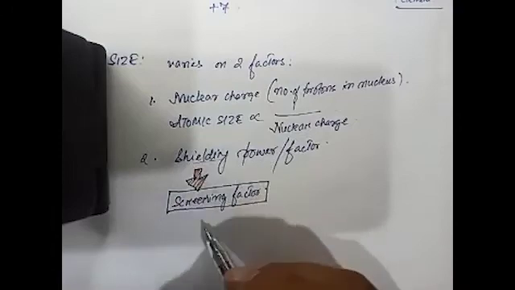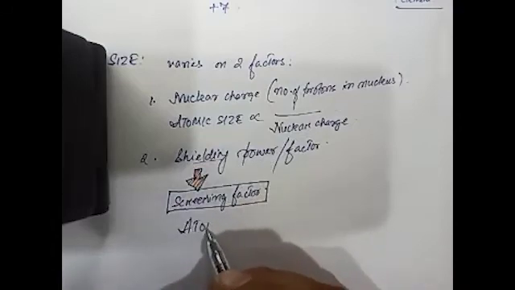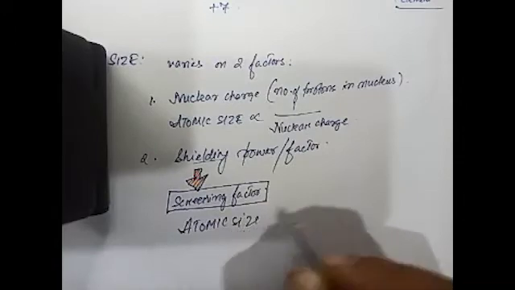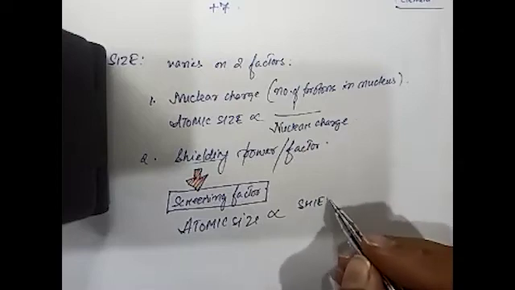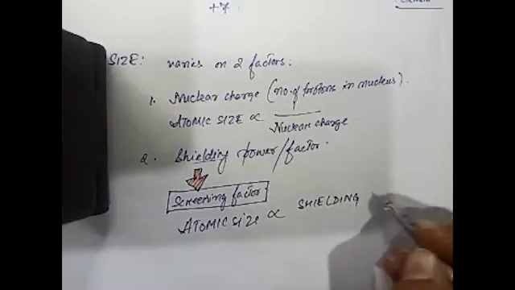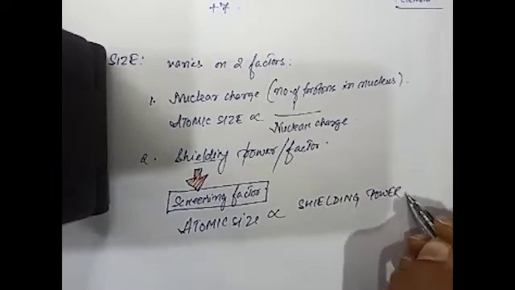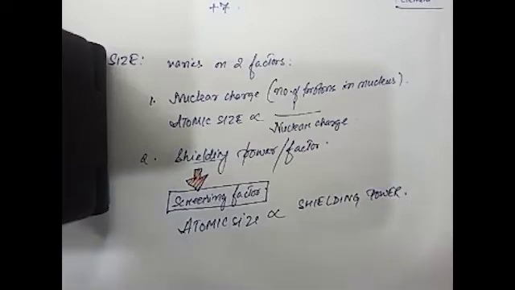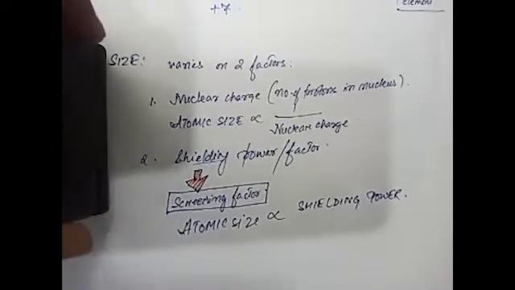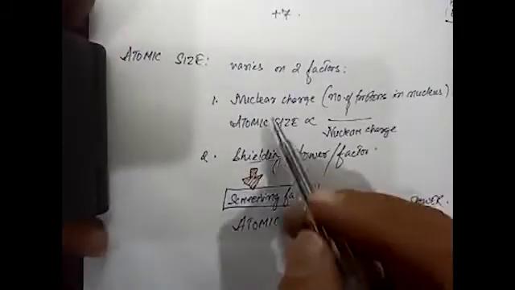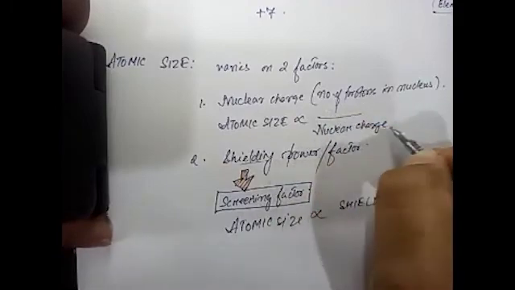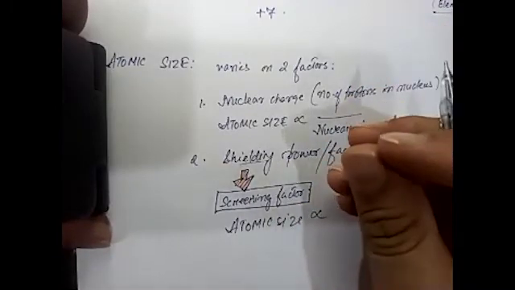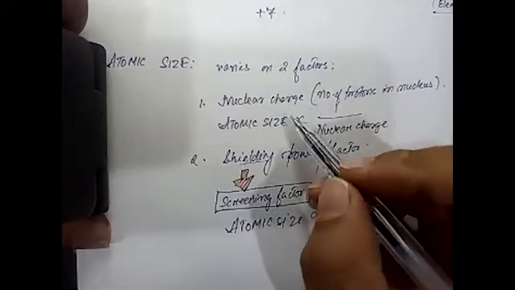Okay, shielding power. So atomic size is directly proportional to the shielding power. Atomic size is directly proportional to the shielding power. So there are two things. One, you understood nuclear charge. Atomic size is inversely proportional to nuclear charge. When nuclear charge increases, the attraction increases, and the outermost electrons are pulled toward the nucleus.